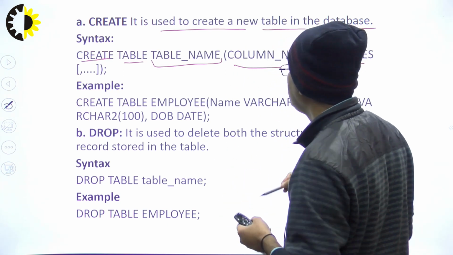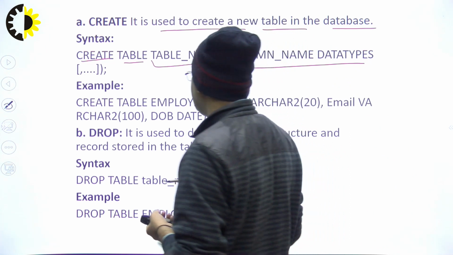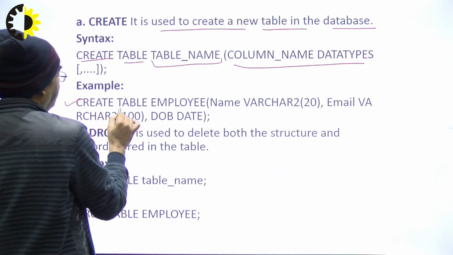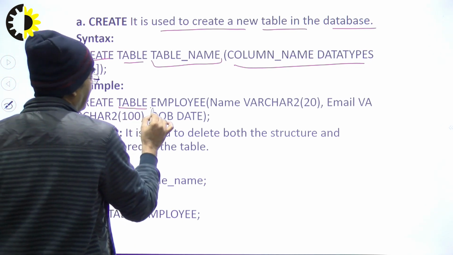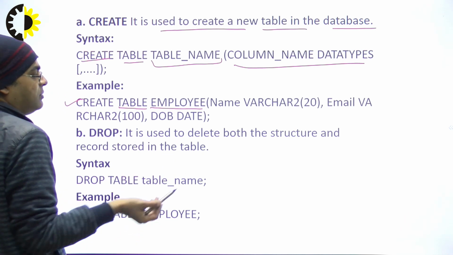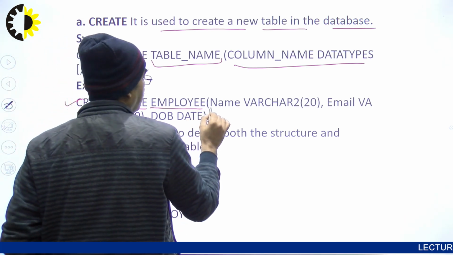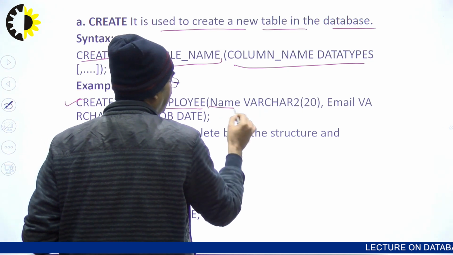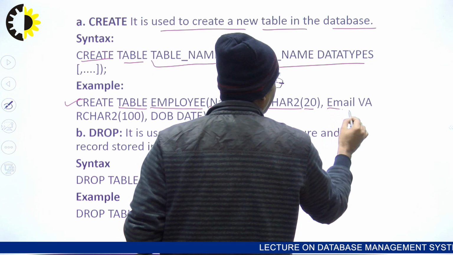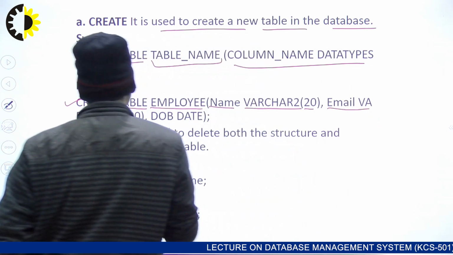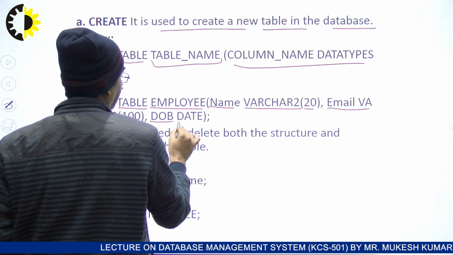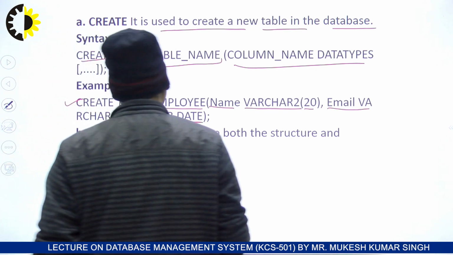For example, we want to create an employee table. Then how do we write it? First we write create, then table, then the name of the table. The name of the table is employee. Then how many columns, how many attributes do we require? Here we want name, then the type of name, that is varchar, and size 20. Second column, second attribute, email, that is varchar, it contains 100 characters. And the last one is date of birth, and it is in the format of a date.